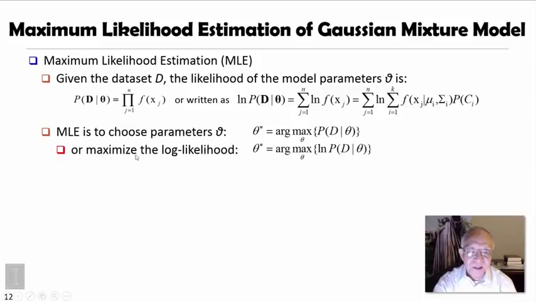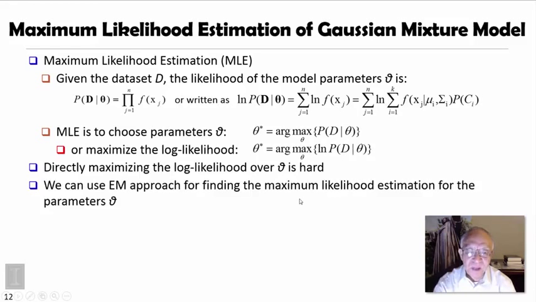Then maximum likelihood estimation is to choose the parameter set theta so that this probability is maximized. Or we can say we want to maximize the log likelihood. That means we want to find a set of parameters theta so that the log of the probability of generating the data set D under the parameter theta is maximized. However, directly maximizing this log likelihood over theta is hard and very expensive. So we can use the EM approach to find the maximum likelihood estimation for the parameter theta.